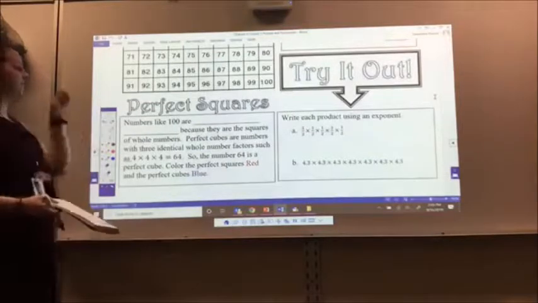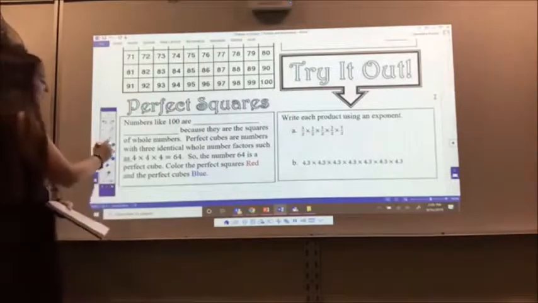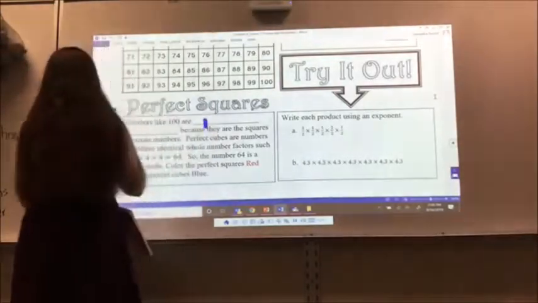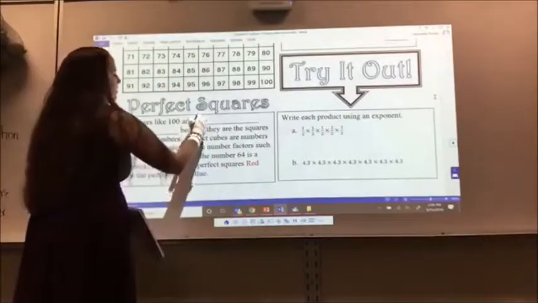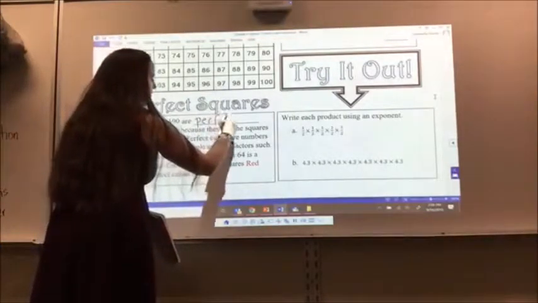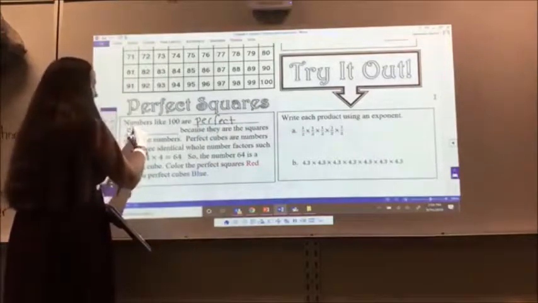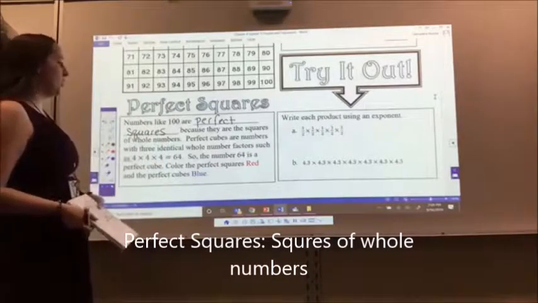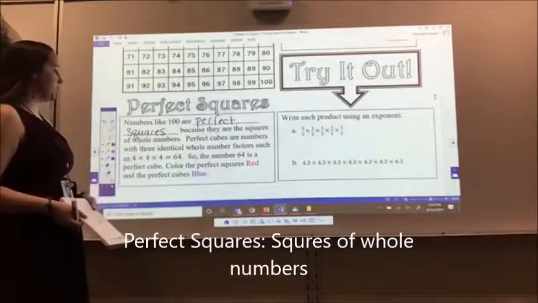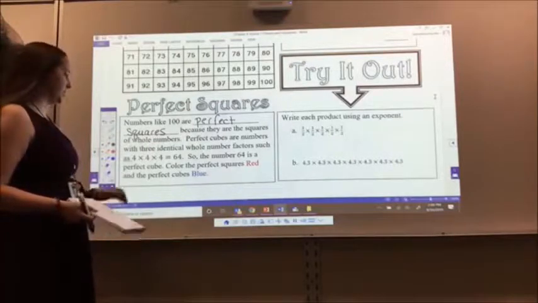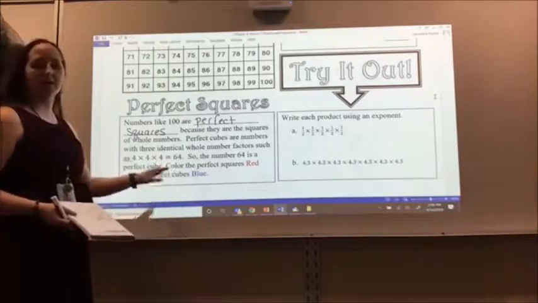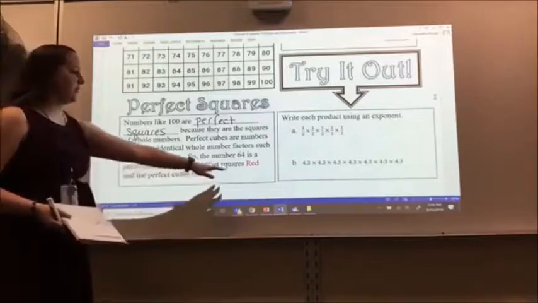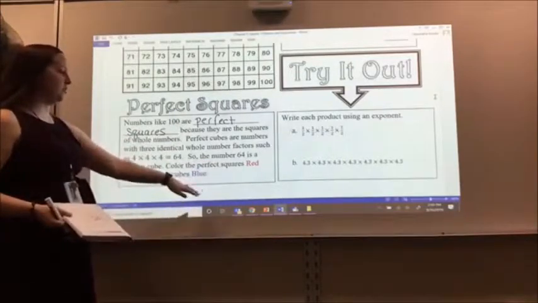So down here at the bottom it says perfect squares. Numbers like 100 are perfect squares because they are squares of whole numbers. Perfect cubes are numbers with 3 identical whole number factors, such as 4 times 4 times 4 equals 64. So the number 64 is a perfect cube. So we colored the perfect squares red, and we colored the perfect cubes blue.